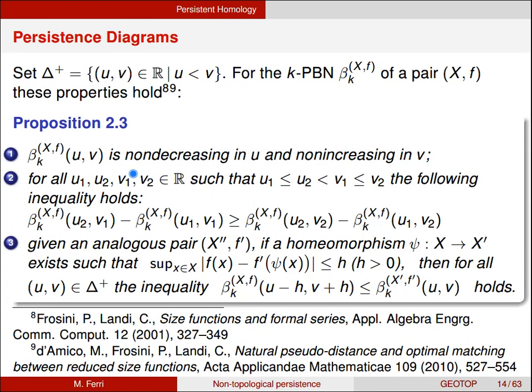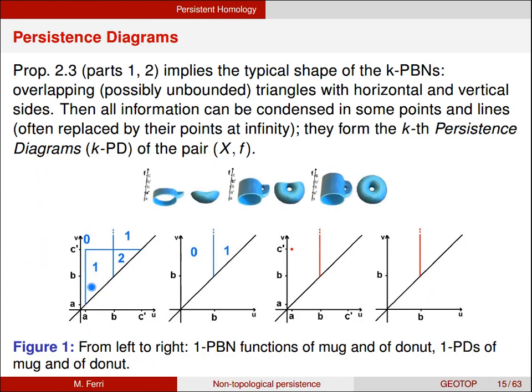And we get some particular properties of these what are called persistent Betti numbers, which say how these functions appear when they are plotted in a plane, and also the fact that we can condense all this information into particular points. This triangle is represented just by this single point. This infinite triangle is represented by this line, and so on. And so this will be a simplified representation of this.